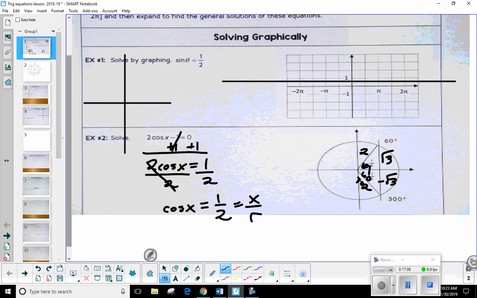Okay. So what is pi over 6? So 60 degrees is pi over 3. What's 300? Answer my own question. 5 pi over 3? Do you guys agree? There we go.